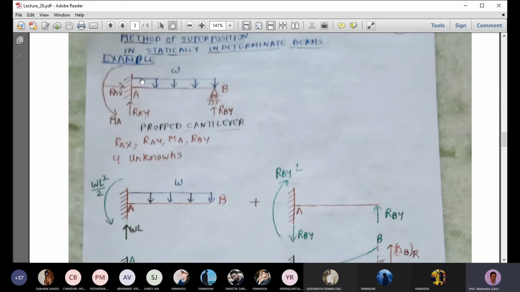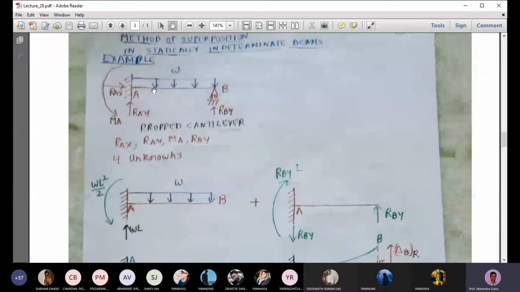So what we have here is a propped cantilever beam. What is a propped cantilever? We have a cantilever which is fixed at one end, and at the free end we are providing a prop. This is a vertical restraint we are giving, so it is a propped cantilever. It's fixed at one end, and at the free end we are providing this roller support. So it's like a prop.